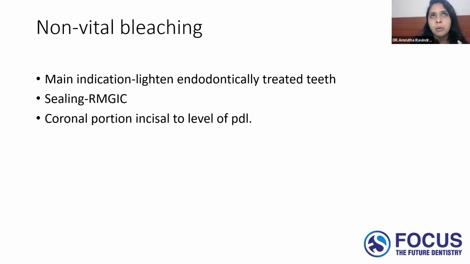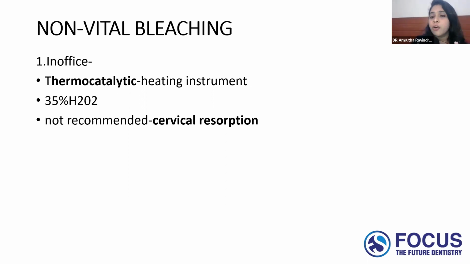It is placed for a few days, like 48 hours to 1 week. For non-vital bleaching, there are two different types, which we'll be dealing with in the upcoming slides. Another important side effect of non-vital bleaching is that it can result in cervical resorption. A method to prevent cervical resorption is to provide a proper barrier, and the barrier which has to be given should be of RMGIC. Again, RMGIC barrier is to be given.